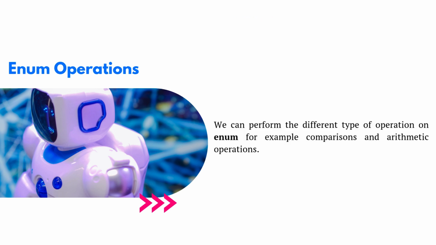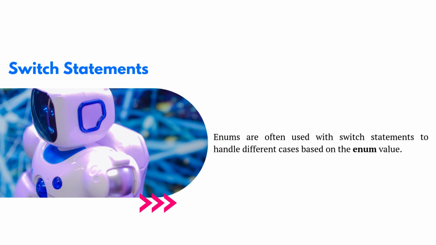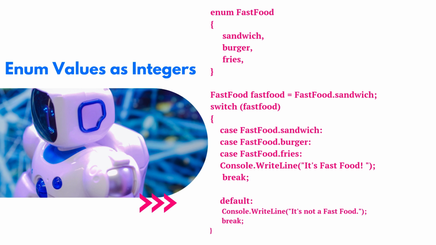We can perform different types of operations on enums, for example, comparisons and arithmetic operations. Enums are often used with switch statements to handle different cases based on the enum value. This code defines an enum, FastFood, that represents a fixed set of food types: sandwich, burger, and fries. A variable fastFood is assigned the value FastFood.Sandwich. The switch statement checks the enum value, and since it matches one of the defined fast food items, it executes the shared case block. As a result, it prints its fast food to the console.